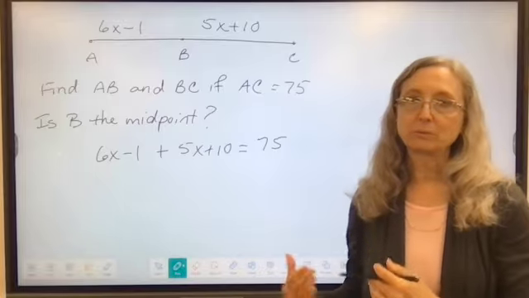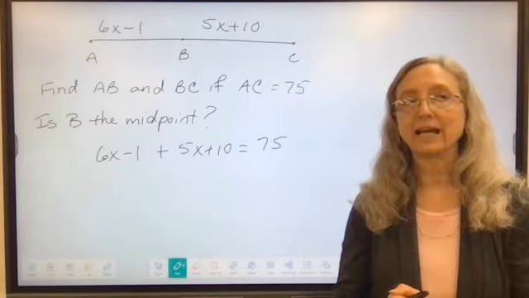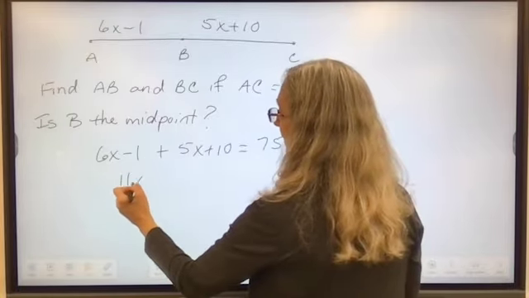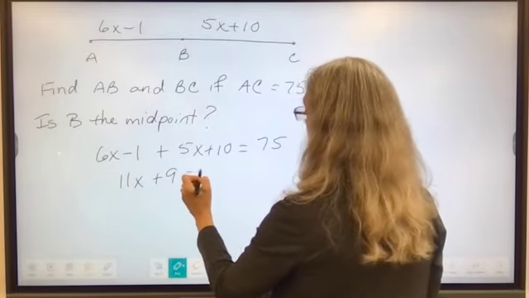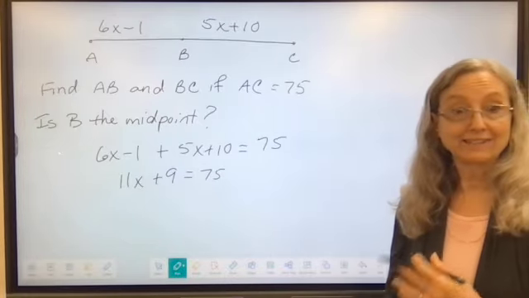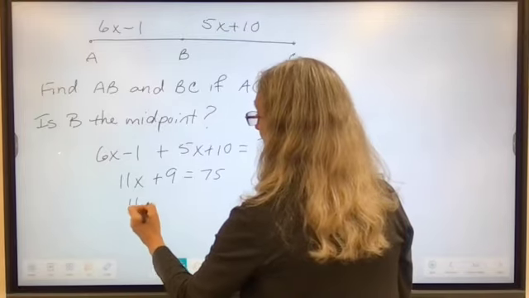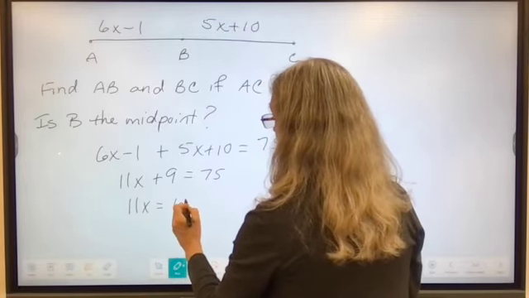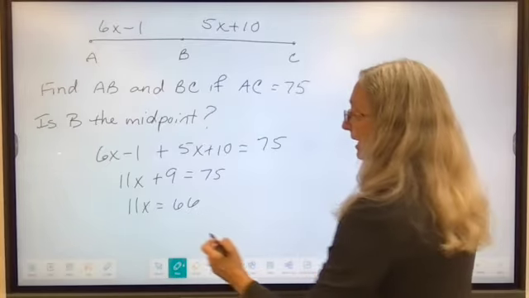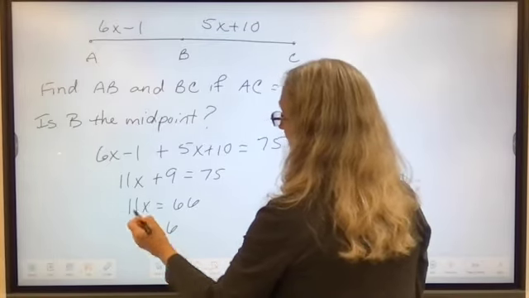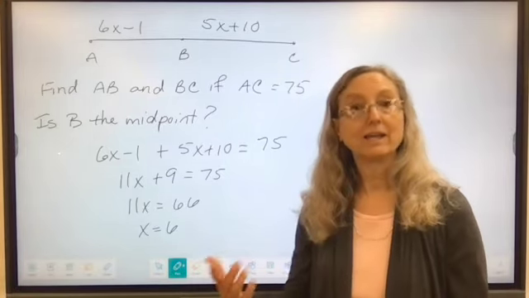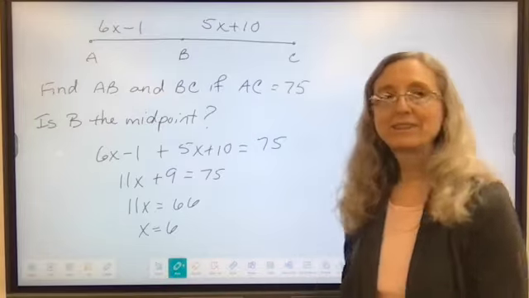And now I remember my algebra skills from last year and solve this, so I'll combine like terms. I have 11x plus 9 equals 75. And then I will subtract 9 from both sides. I'll get 11x equals 66. And then I'm going to divide both sides by 11, and I get x equals 6 because 11 times 6 is 66. X equals 6. But that's not what it asks.